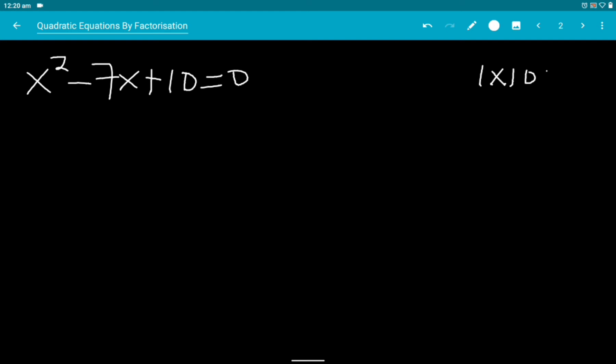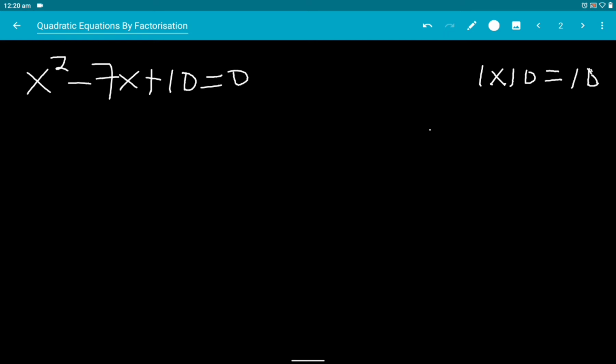So the second example we want to look at is x squared minus 7x plus 10 is equal to 0. As usual, we use the coefficient of the x squared term to multiply the constant that we have. So we have 1 multiplied by 10. That will give us positive 10. Now we need to find two factors that if we add, we get the negative 7 we have here, but if we multiply them, we get the 10 that we have.